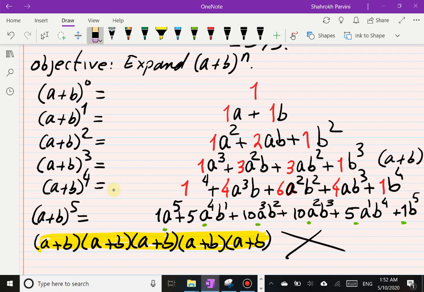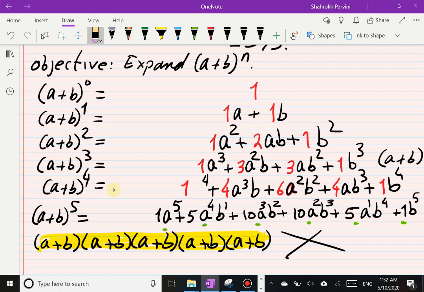Unfortunately, what happens is this. Let's say I want to do a plus b to the 9th power. Well, if I use this approach, I have to know a plus b to the 8th. To know a plus b to the 8th, I have to know a plus b to the 7th, right? To know a plus b to the 7th, I have to know a plus b to the 6th. So this is not really a practical way of doing things, is it? We actually want to do it in a more efficient way.